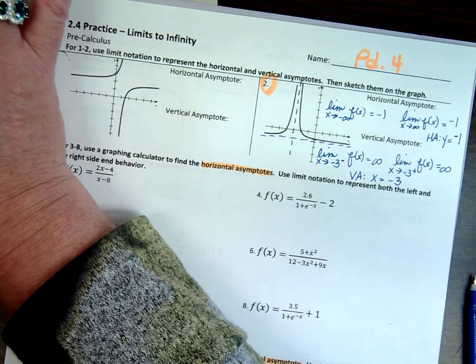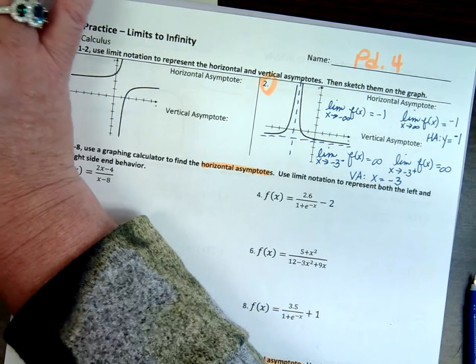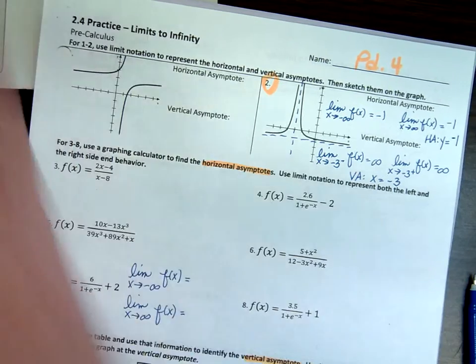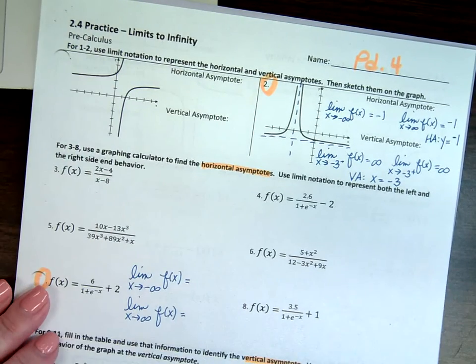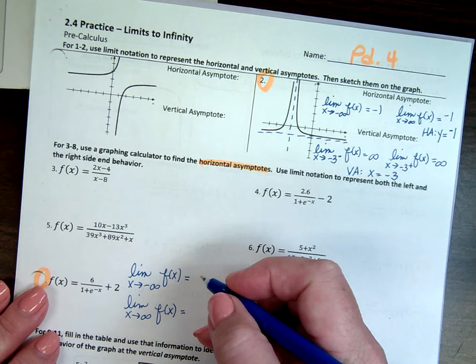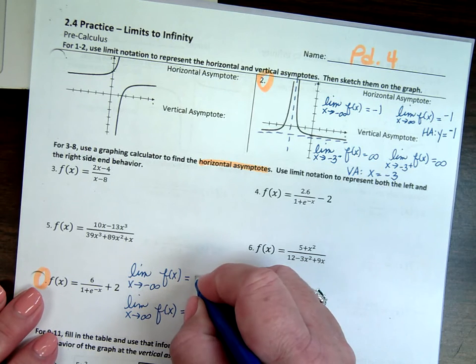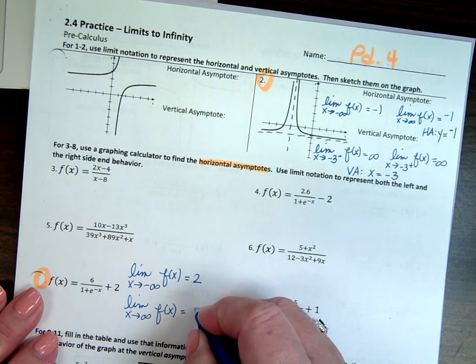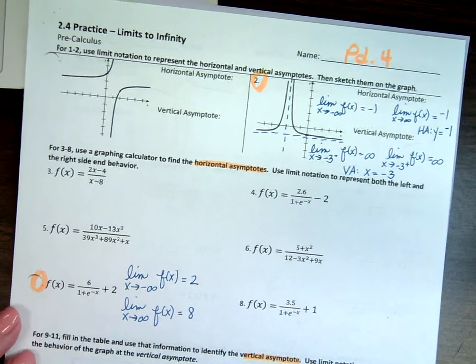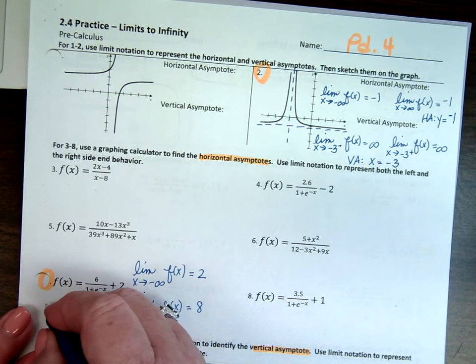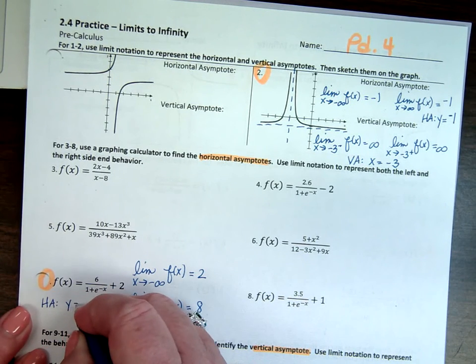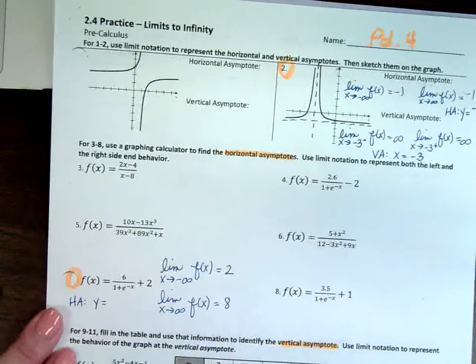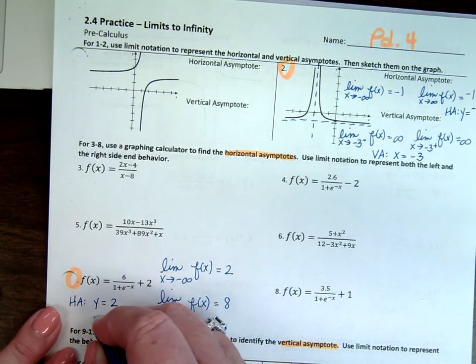So if I go back to my notes here, I am plugging in. If I go far to the left, I got 2. And if I go far to the right, I got 8. Verifying from the graph, that means I really do have two horizontal asymptotes. Remember, horizontal lines are y equals. One of them is at y equals 2, and one of them is at y equals 8.